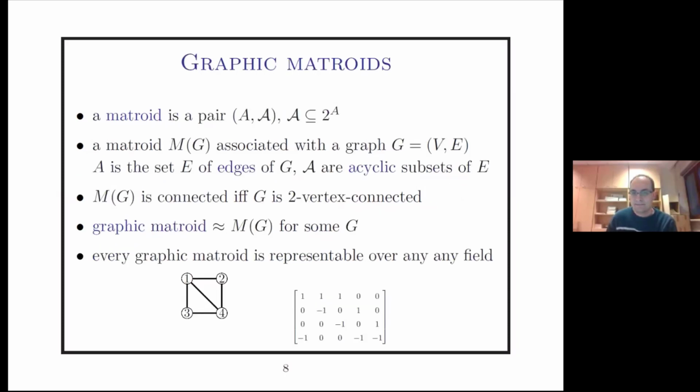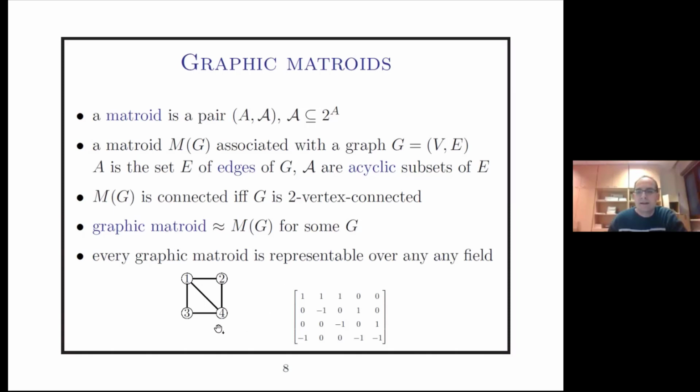And just to finish the introduction to matroids, one particular example of another important class of matroids are so-called graphic matroids, which can be obtained from a graph by taking the element set of the matroid to be the edges of the graph and the independent sets being acyclic subsets.